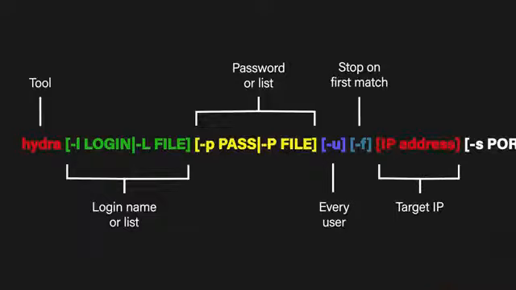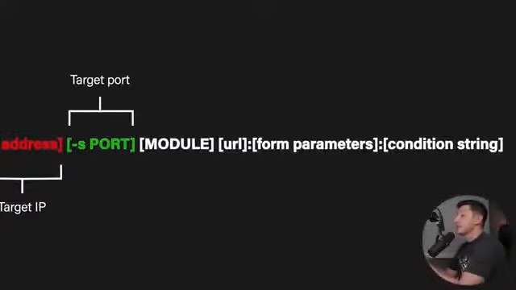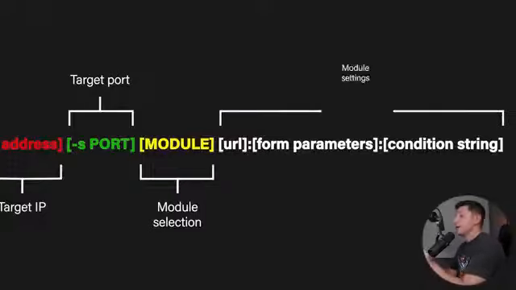We then need to add the IP address or the domain name of the target website, -s to specify the port number of the target website, and the module section tells Hydra which modules to use. Now a module is a service to attack. Some module examples are HTTP, Remote Desktop Protocol, SSH, and many more. This last part depends on the module you select. This example shows typical options for a HTTP attack, which is what we're going to be doing today.